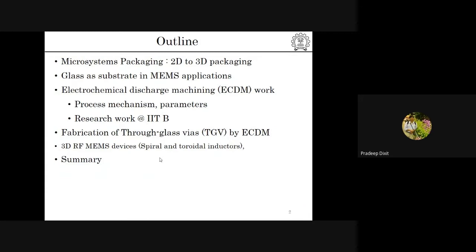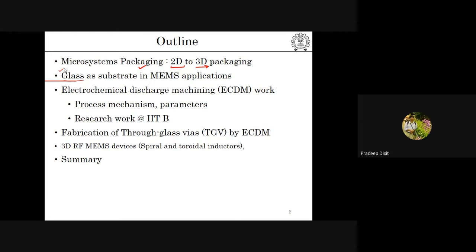The outline of my presentation is given in this slide. First, I will introduce what we understand by microsystem packaging. Then we will talk about the current trend in the field of microsystem packaging, that we are moving from two-dimensional packaging to three-dimensional packaging. After that, I will indicate the applications of glass as a substrate. Most of you from an electronics engineering background know that traditionally we have been using silicon as a substrate, as a wafer. But for several applications, especially radio frequency MEMS, microfluidic and biological applications, people are now using glass. So we'll compare glass as a substrate with silicon.